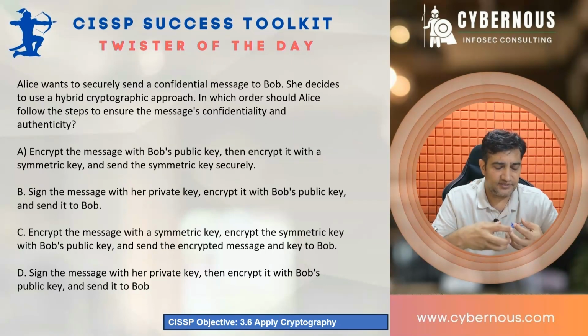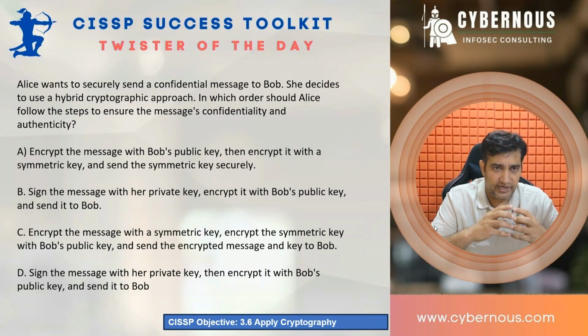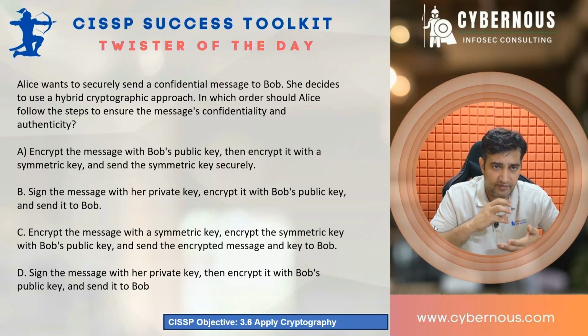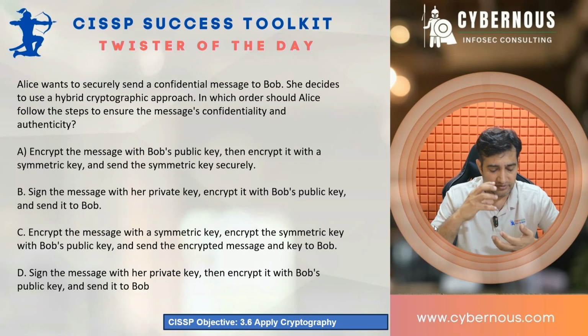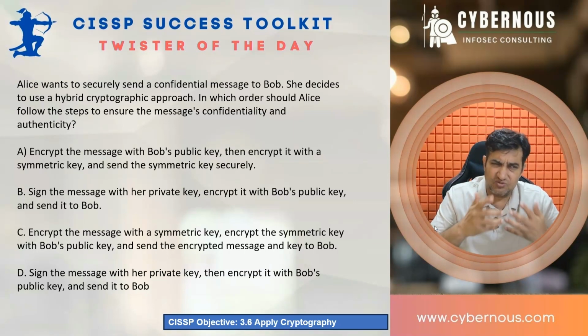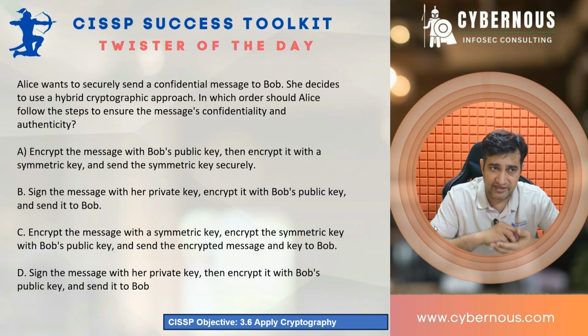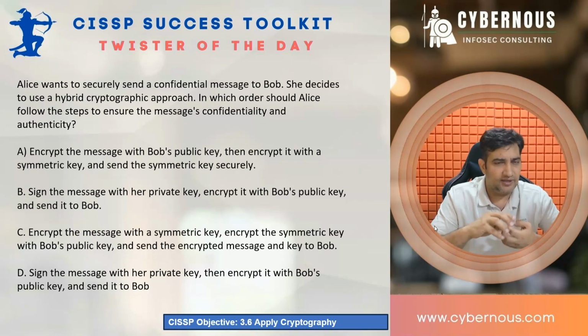What happens is, normally when we send a digital signature along with a message, we only encrypt the message digest by using the same party's private key. It is not making much sense because they are saying encrypt it by Bob's public key. It doesn't make sense, right? So that is why B is not the right option.